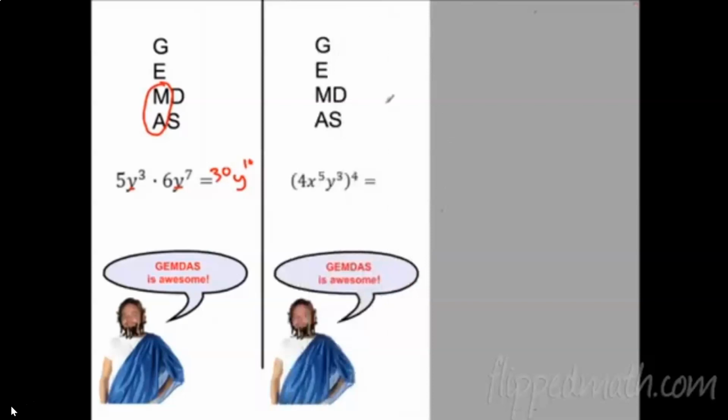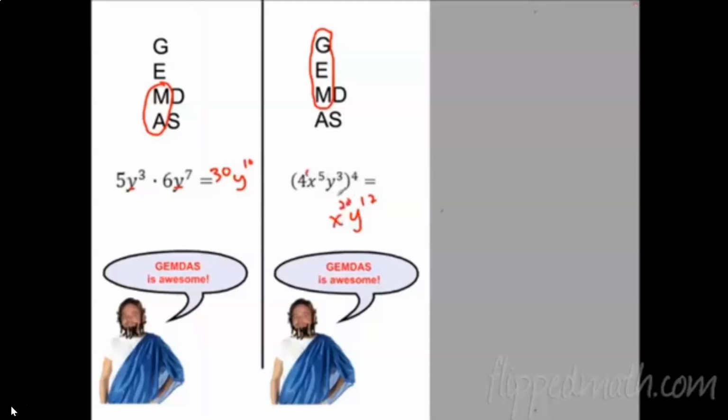GIMDOS, again, is awesome. Thank you, Ms. Sullivan. I've got a grouping symbol with an exponent. So if you want to circle the thing, you can. You've got a grouping symbol with an exponent, so what do I do? I multiply. So really, it's going to be y to the 12th, x to the 20th. 5 times 4 is 20. 3 times 4 is 12.